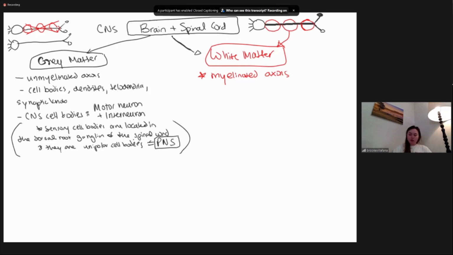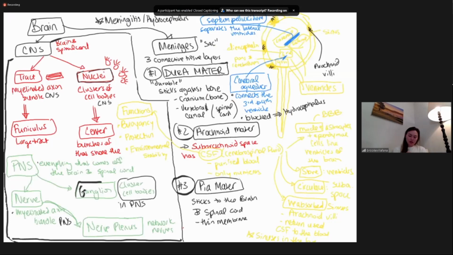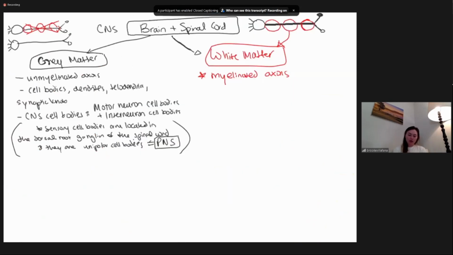So just make sure you realize I'm not saying that this sentence is representing gray matter. I'm just showing you motor neuron cell bodies and interneuron cell bodies, those would be in the CNS. But our sensory cell bodies would not, because they're in the dorsal root ganglion. Remember from our previous page, what is a ganglion? It is a cluster of cell bodies in the PNS. So let's go back over here. The dorsal root ganglion represents a cluster of unipolar cell bodies in the PNS, right?